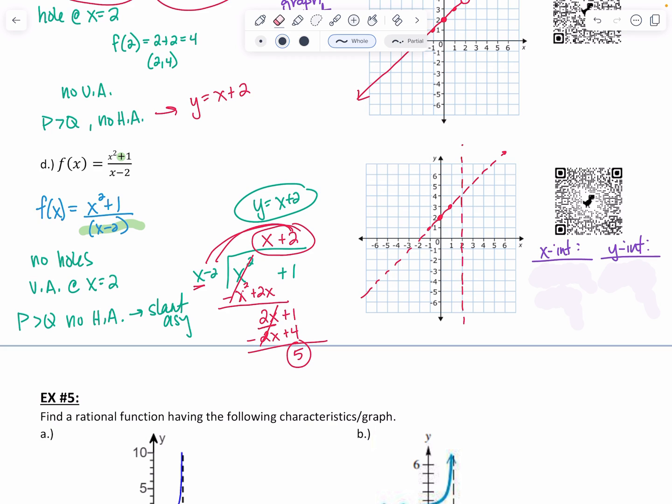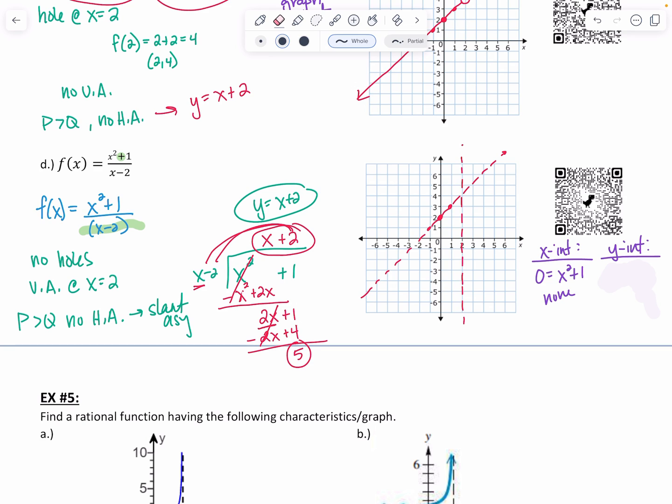Let's find x-intercepts by plugging in 0 for y. When I plug in 0 for f of x, I can set the numerator equal to 0 and solve. When I subtract 1 from both sides and then take the square root of a negative number, we get imaginary numbers, and so there are no real x-intercepts, because we're not talking about graphing on imaginary axes. We're just talking about the regular real number system. So there are no real x-intercepts.